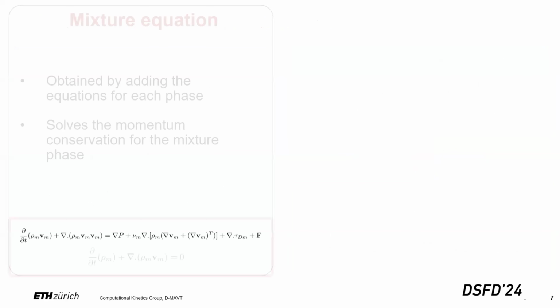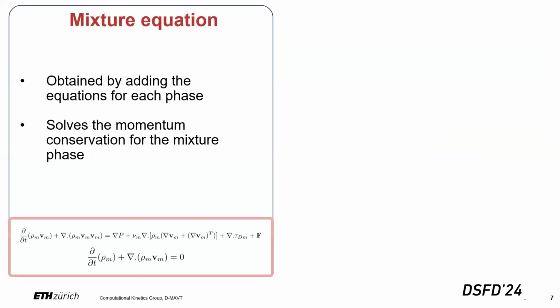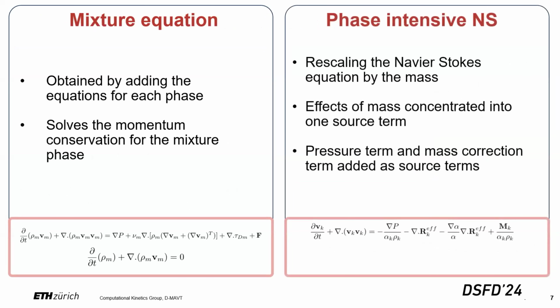Firstly, we have to introduce the mixture equation, which you get if you add the two phases, or n phases. If you add all the equations, you get the mixture equation, where you have a correction term over here to account for the differences. And over here, this contains the pressure term without any correction. So this solves for the conservation of the mixture momentum and ensures that there is no divergence in the mixture velocity field.